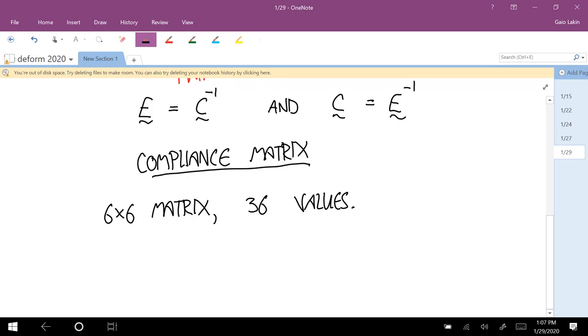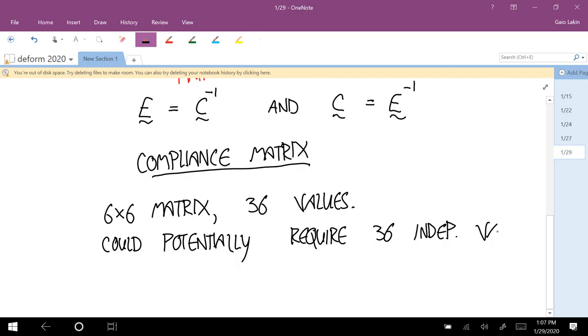So potentially each one of these 36 values could represent a different property of a material. And that means that in order to come up with a compliance matrix for a material, could potentially require 36 independent values that represent a material.